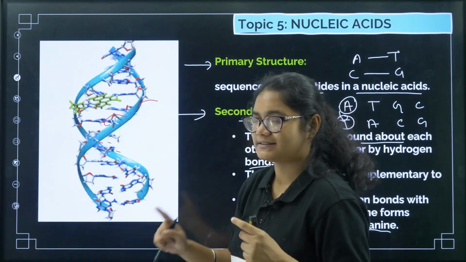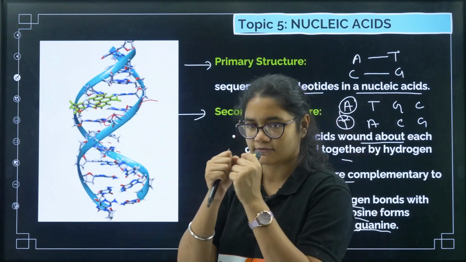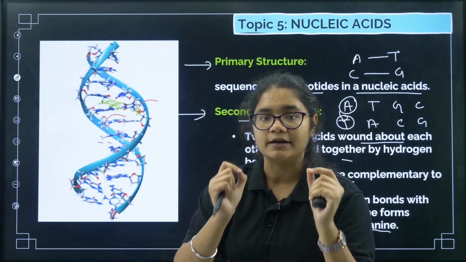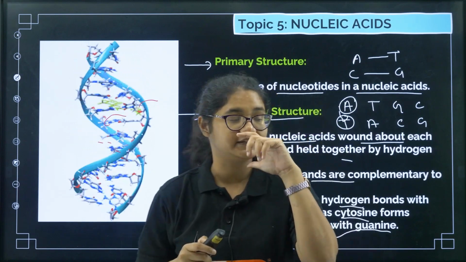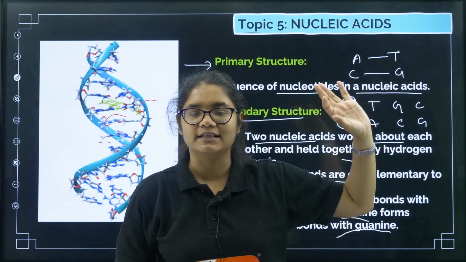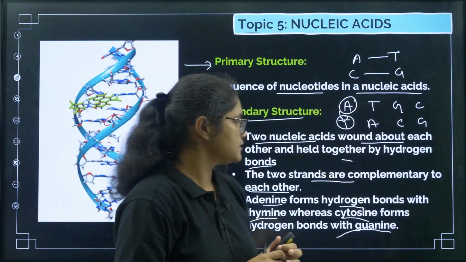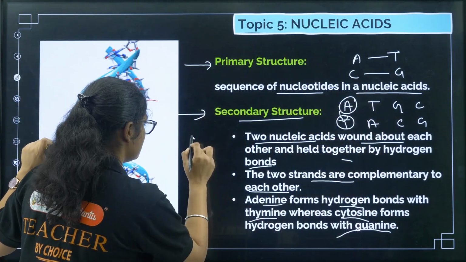Two helical coils are wound around each other, and how are they held? What is the force that is keeping them? The hydrogen bonds between the nitrogenous bases. Now how are these bonds formed? A will form with T, G will form with C. That is complementary.